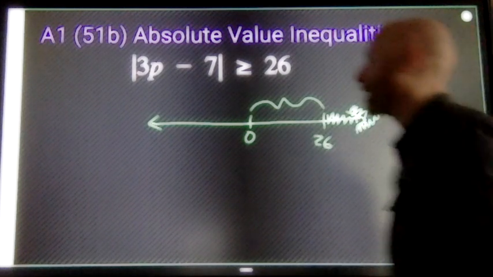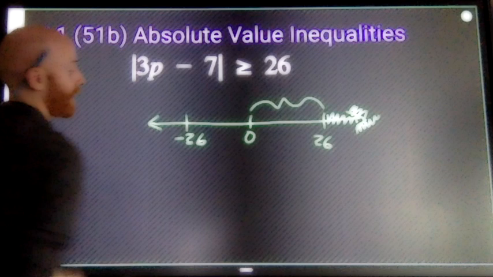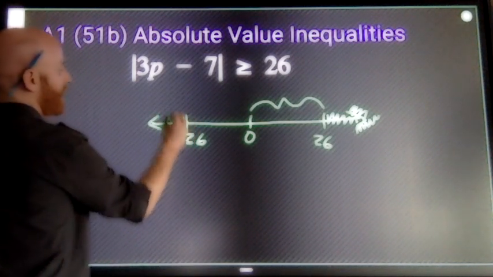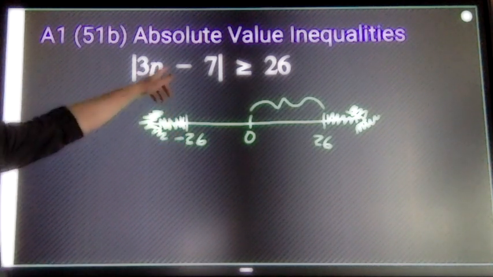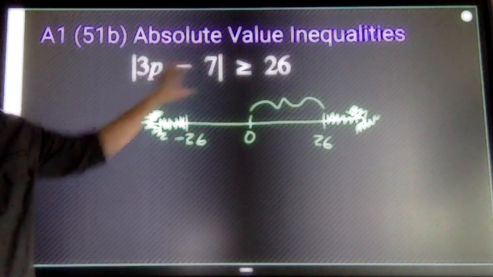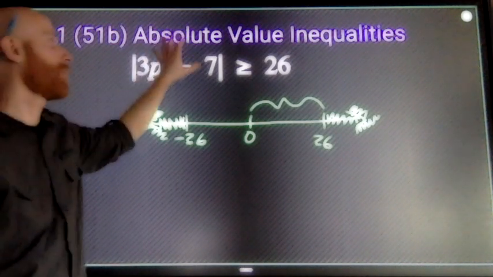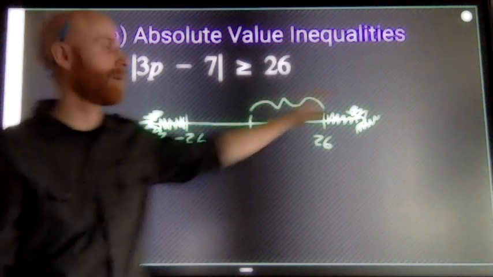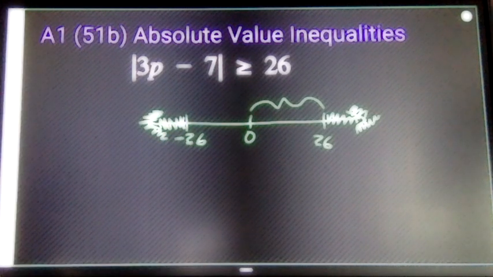But again, because my absolute value will turn negative values positive, I also can get numbers below negative 26 inside here. If that was negative 28 inside of there, absolute value makes it positive. Positive 28 is bigger than 26. So there's two sections of numbers that can make a greater than situation true.